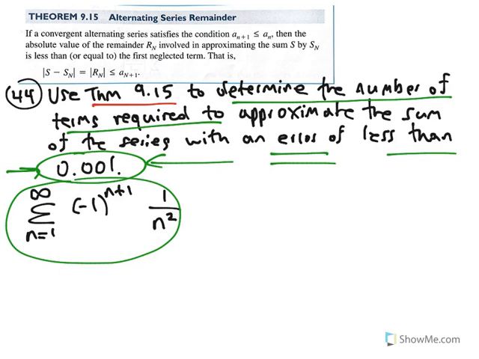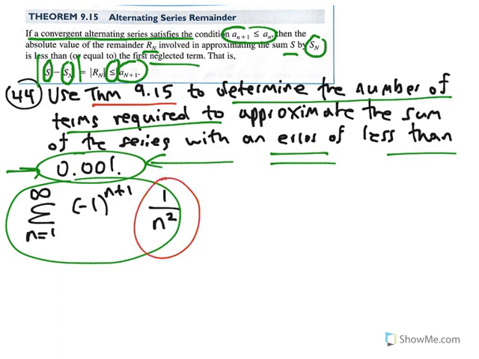So how do we do this? Let's review the alternating series remainder theorem once again. It states if a convergent alternating series satisfies this condition, then the absolute value of the remainder R sub n in approximating the infinite sum by an nth partial sum is less than or equal to the first neglected term. And that's what you need to focus on. Whatever partial sum you're using, the absolute value of the difference between the nth partial sum and the infinite sum has to be less than or equal to the first neglected term.